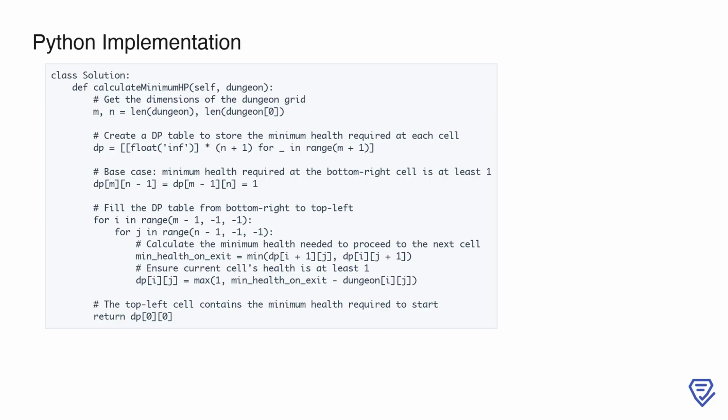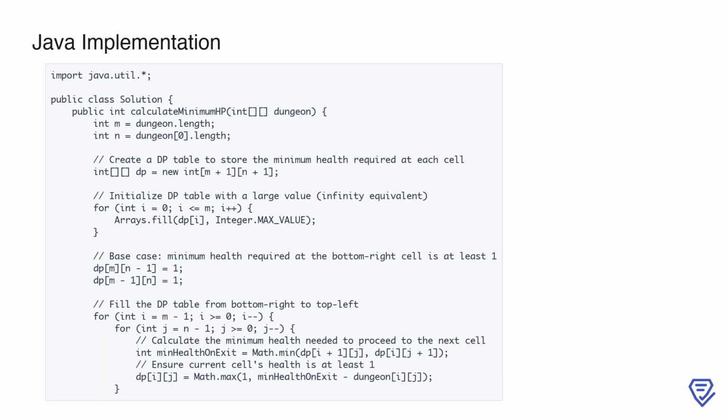This approach ensures efficiency with a time complexity of O(m*n), where m and n are the dimensions of the dungeon. By working backward from the goal, we ensure that each cell is processed only once, making this solution optimal for grid-based problems like this.